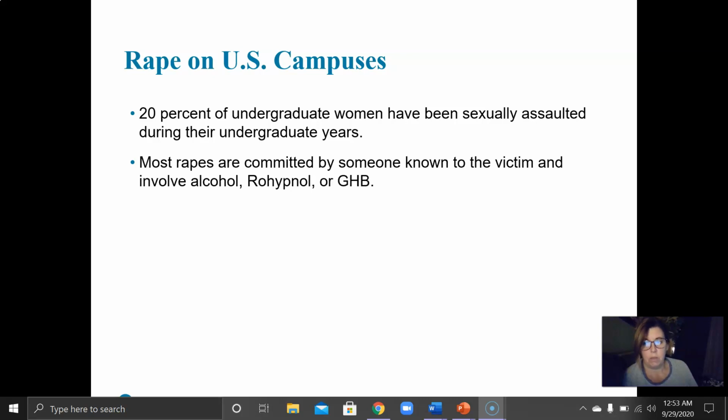So if a crime occurs on campus, and the school says we have to maintain this within our school jurisdiction, that is not true. You have a right to contact outside authorities.